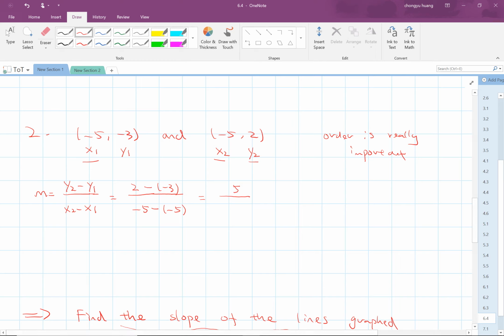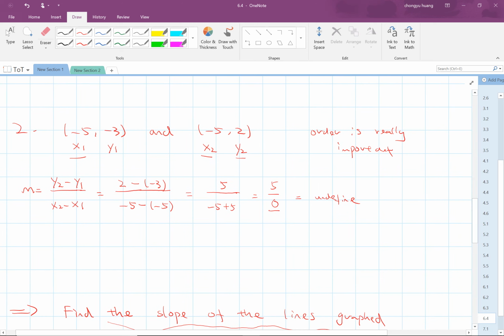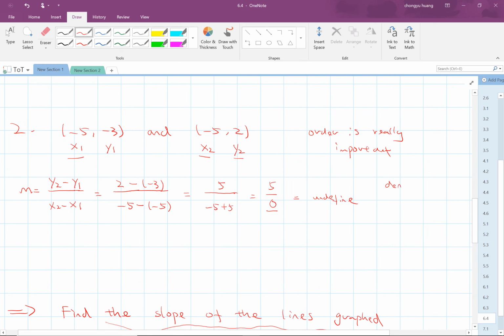So over here you can see in the denominator we have a -5, and then we have plus 5, right? So that becomes 0 over 5. So this is actually undefined, right? This is actually undefined because everyone knows that the denominator cannot be equal to 0.